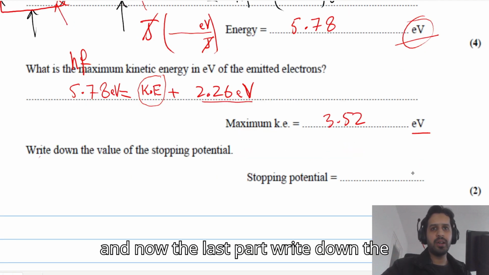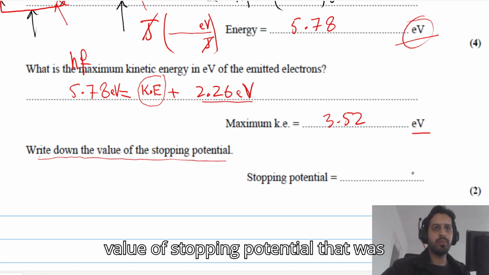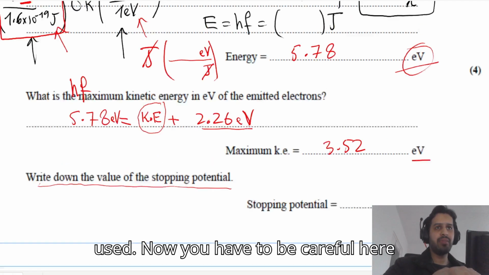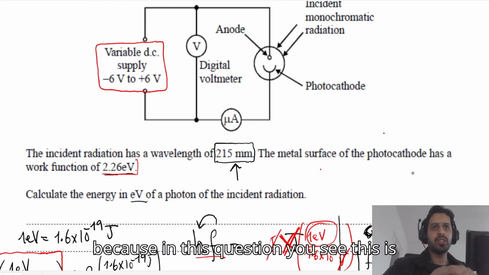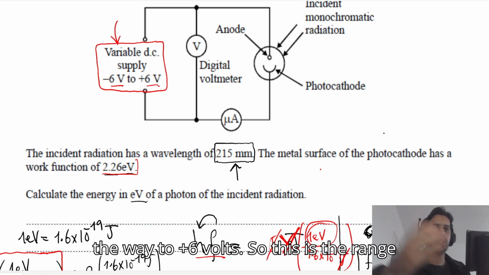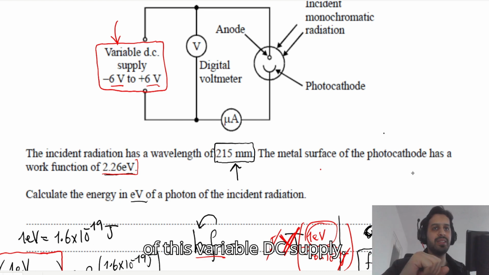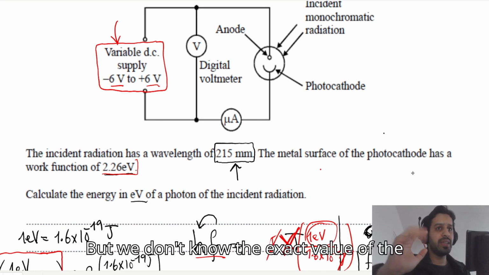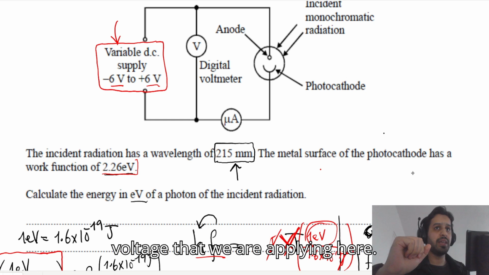And now the last part, write down the value of stopping potential that was used. Now you have to be careful here because in this question, you see this is a variable DC supply which can supply from -6 volts all the way to +6 volts. So this is the range of this variable DC supply, but we don't know the exact value of the voltage that we are applying here.